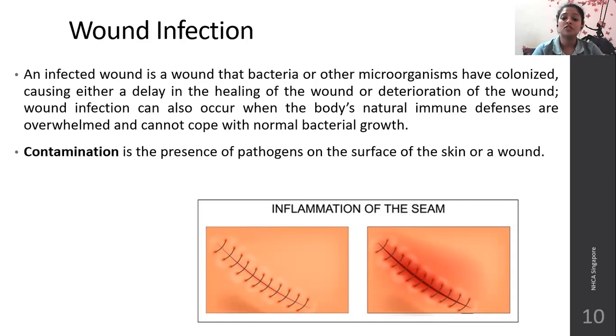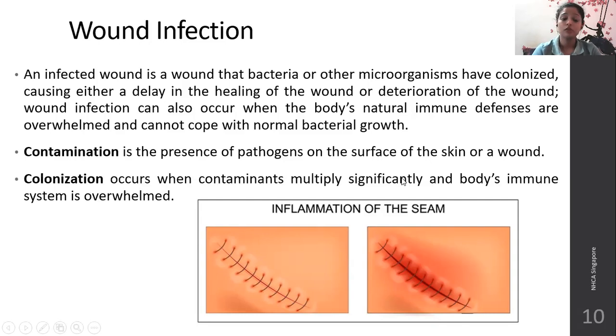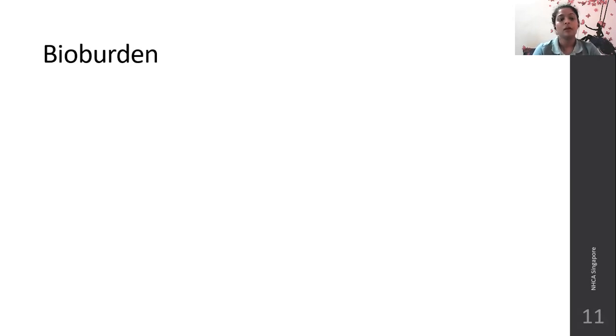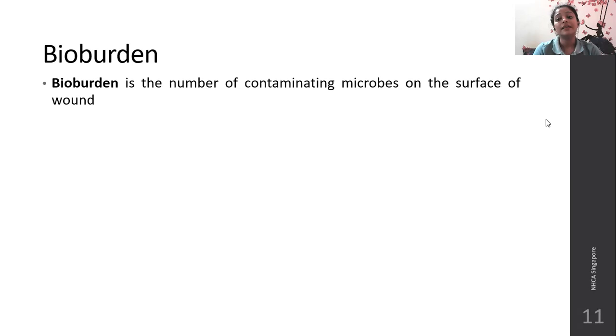Contamination is the presence of pathogens on the surface of the skin or wound. If there is a presence of pathogens, it means there is contamination. Colonization occurs when contaminants multiply significantly and the body's immune system is overwhelmed. In contamination, pathogens were present, but in the stage of colonization, these pathogens have begun to multiply. Bioburden is the number of contaminating microbes on the surface of the wound.